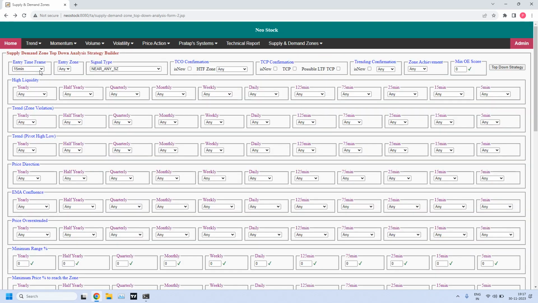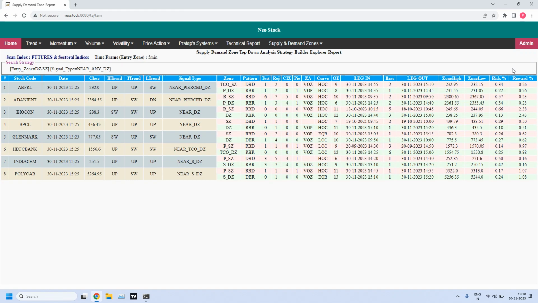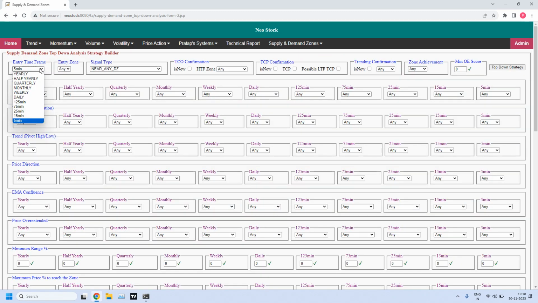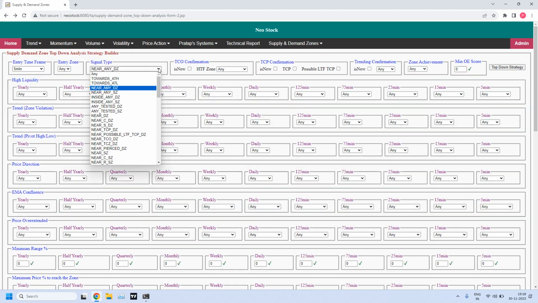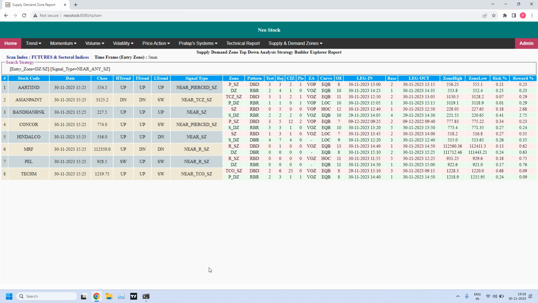So let's go back. Entry time frame is 5 minutes. Let us find the stocks which are near to the 5 minutes demand zone. So let's go back. Entry time frame is 5 minutes. Let us generate the stocks which are near to the 5-minute supply zone. So this is the end of the report.